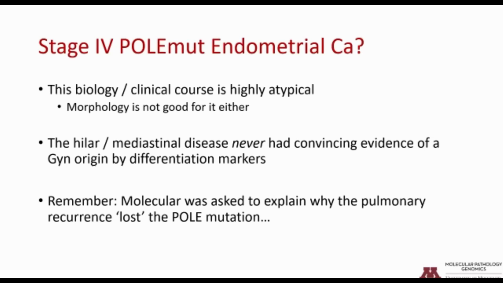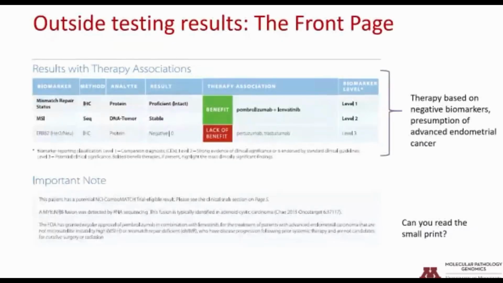The hilar and the mediastinal disease never had a consistent differentiation profile suggestive of gyne origin, and so really the best clinical overall guess at the time was to label the patient as stage 4 endometrial carcinoma, but it was a little bit of an overreach. And again, remember that molecular, when I was consulted after all of this had come together, after the outside test profile had come back, was asked to explain why the pulmonary recurrence had lost the POLE mutation.